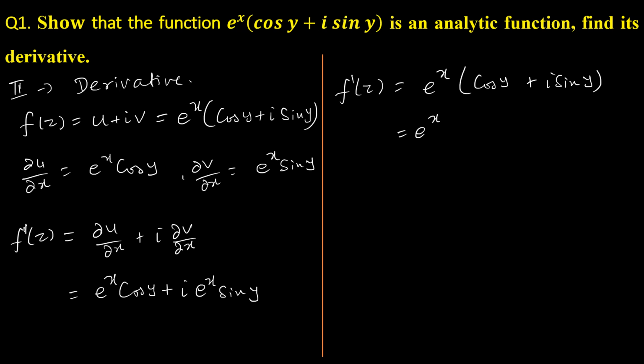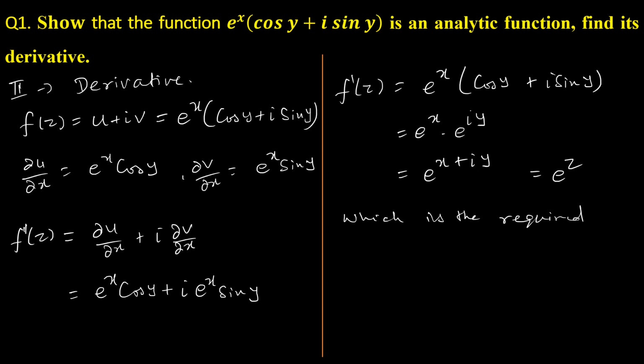So you know, cos y plus i sin y, what is it? It is e to the power iy. So finally you get e to the power x plus iy. And you know x plus iy is z. So the derivative is what? e to the power z. Thus, this is the required derivative.